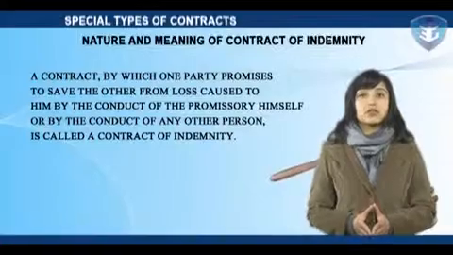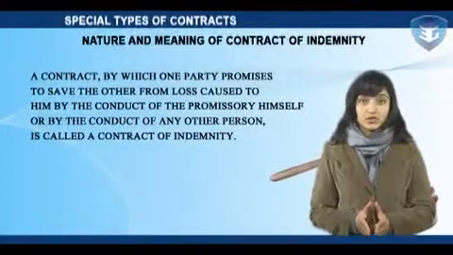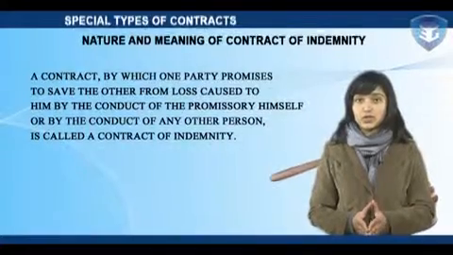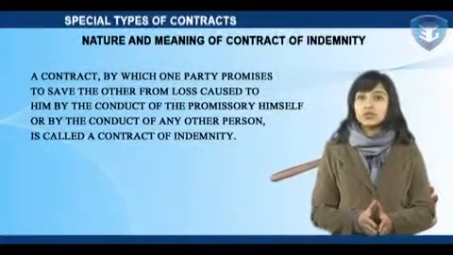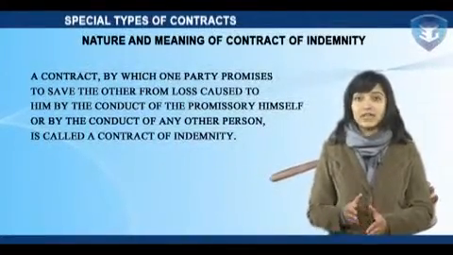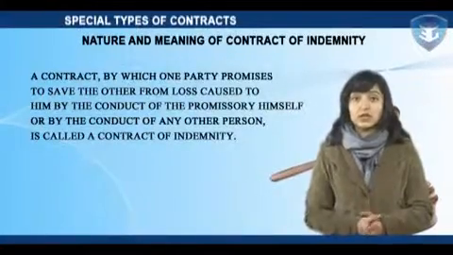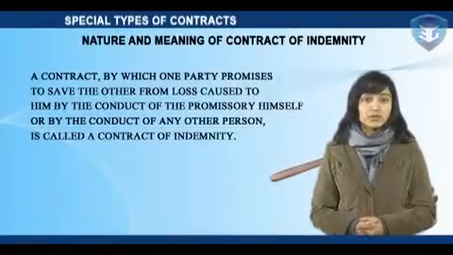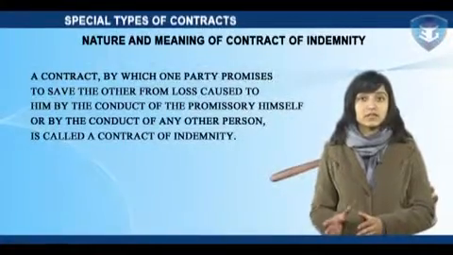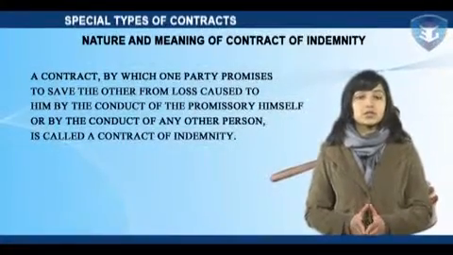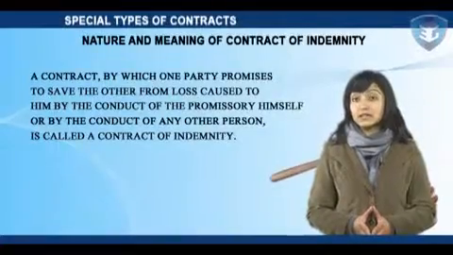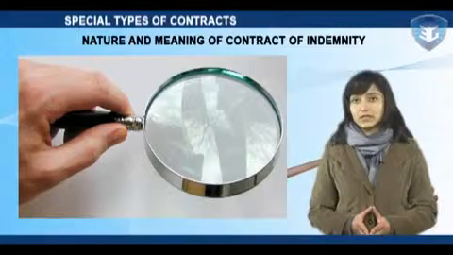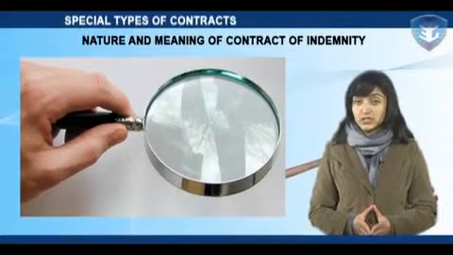Nature and meaning of contract of indemnity. A contract by which one party promises to save the other from loss caused to him by the conduct of the promisor himself or by the conduct of any other person is called a contract of indemnity. The person who promises to compensate the loss is called the indemnifier, and the person who is so promised is called the indemnity holder.